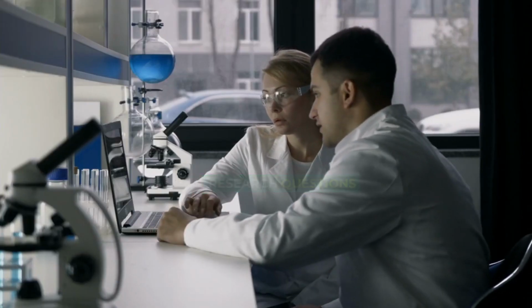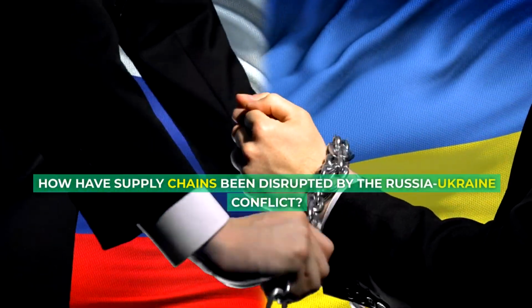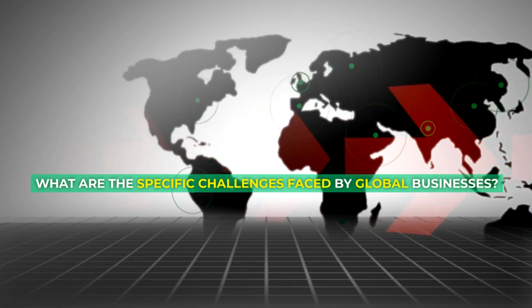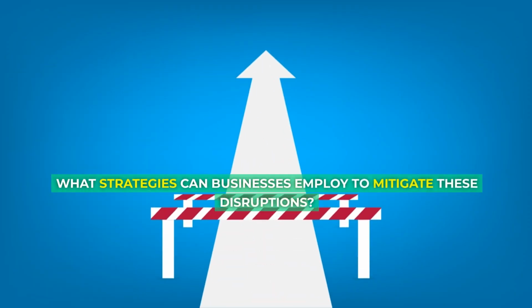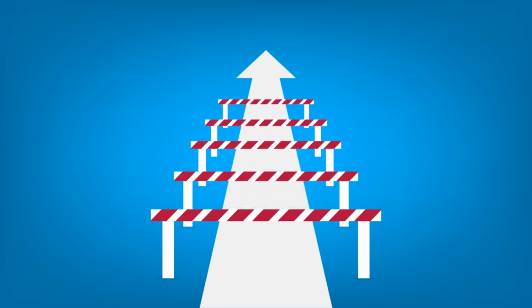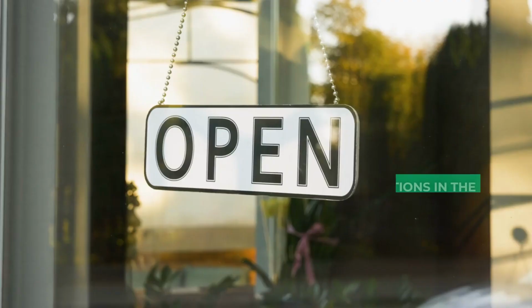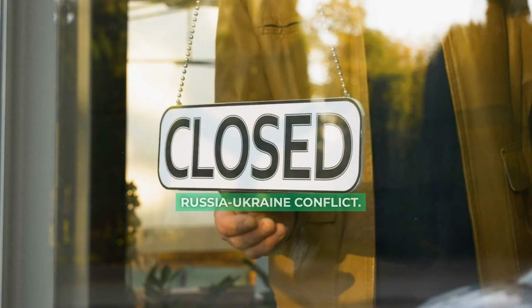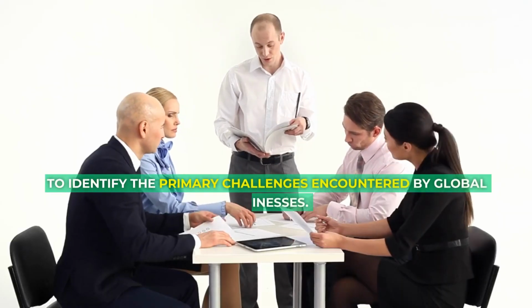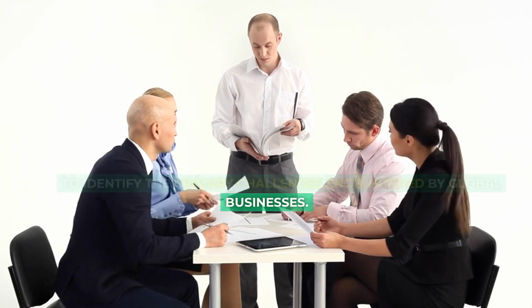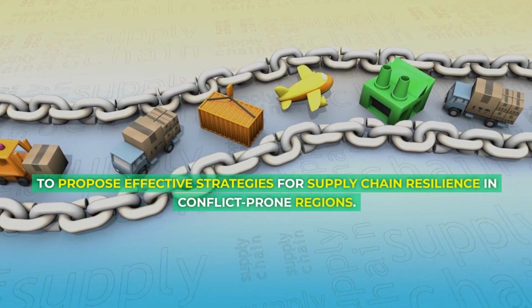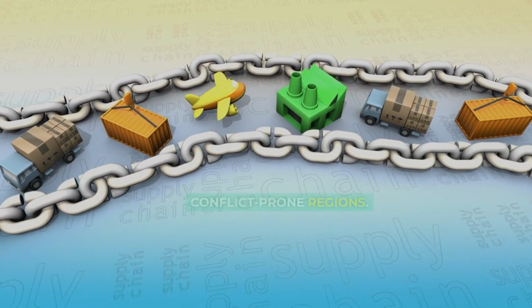Research questions. How have supply chains been disrupted by the Russia-Ukraine conflict? What are the specific challenges faced by global businesses? What strategies can businesses employ to mitigate these disruptions? Research objectives. To analyze the extent of supply chain disruptions in the Russia-Ukraine conflict. To identify the primary challenges encountered by global businesses. To propose effective strategies for supply chain resilience in conflict-prone regions.